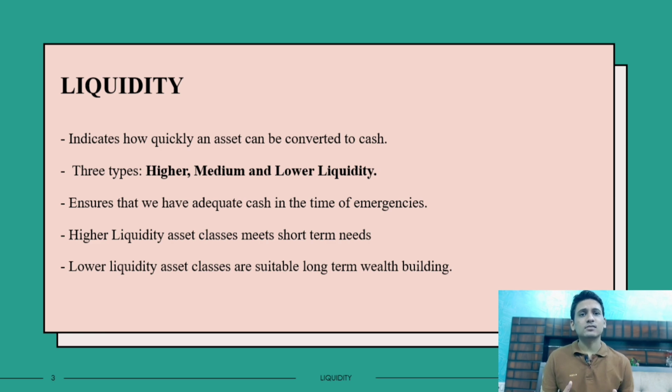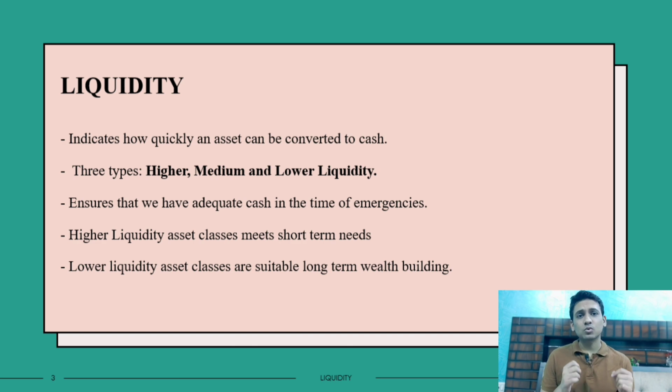So higher liquidity asset classes are cash or stock that can be sold in just minutes. Medium liquidity asset classes are mutual funds or ETFs that take 1 or 3 days to sell. Now lower liquidity asset classes are artifacts or commodities that may take months or even years to sell.